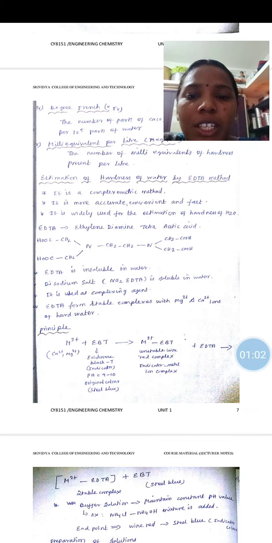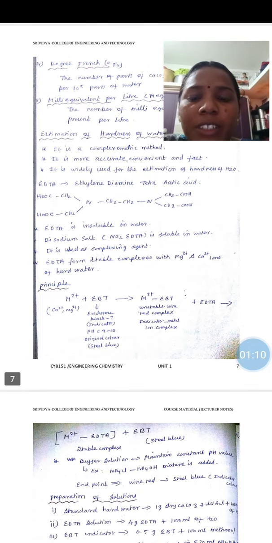EDTA means ethylene diamine tetraacetic acid. The structure is shown in the figure. EDTA is chosen because it is insoluble in water, and its disodium salt is soluble in water. It is used as a complexing agent. EDTA forms stable complexes with hardness producing salts.